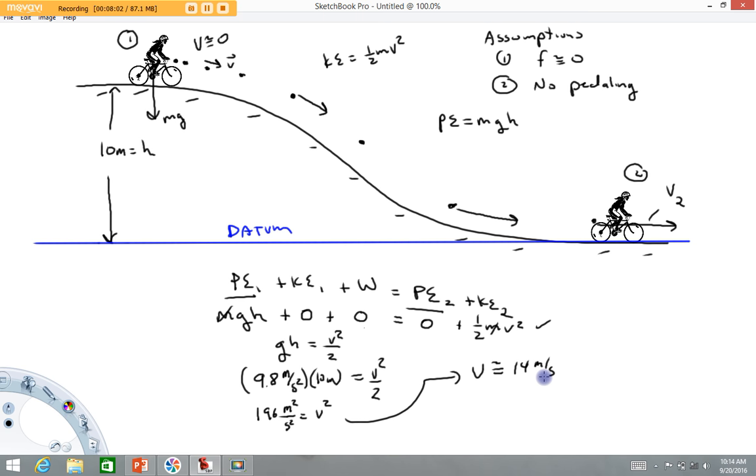So again, this video was just intended to be a nice simple example of the work-energy theorem. I hope it demonstrates how to apply the theorem, figure out what each term is, and use it to, in this case, find the speed of this biker.